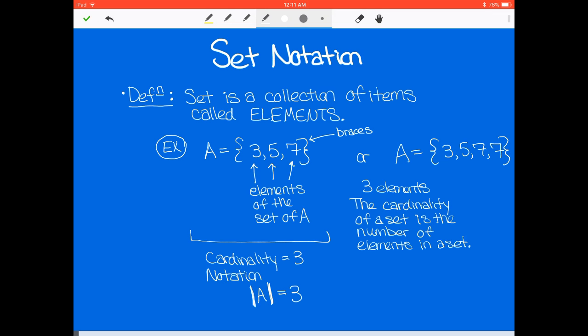So instead of saying that all out in English, we can just say this in mathematics. Similarly, if we look at this second example that has 3, 5, 7, 7, the cardinality is also 3 because there are 3 elements within that set. And the notation is also the same.